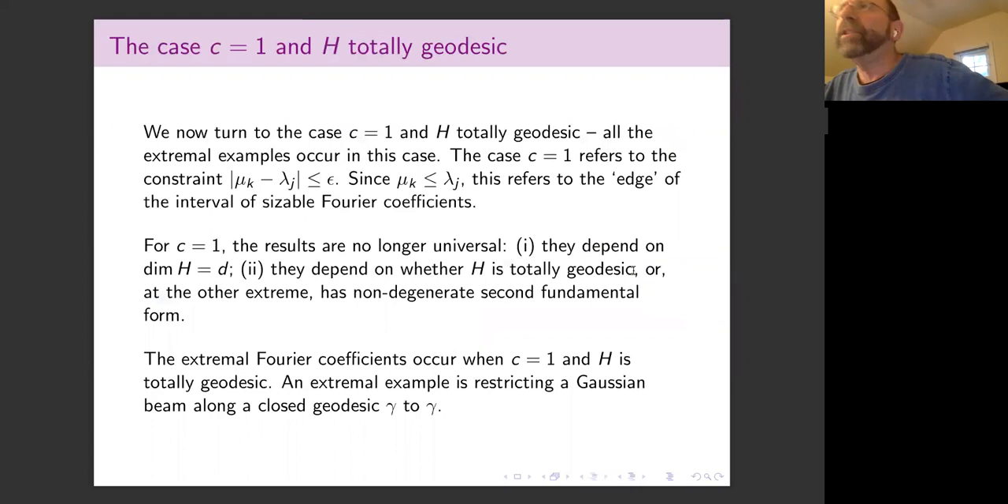Well, let's look at the edge for a moment. What happens when we look at the edge? It really is going to depend on whether the submanifold is totally geodesic or whether it has positive geodesic curvature, such as a non-degenerate second fundamental form. It's not going to be universal. It depends on many things. Now, the extremals for Fourier coefficients will always be occurring at the edge. So we want to understand that, and we want to understand the asymptotics.